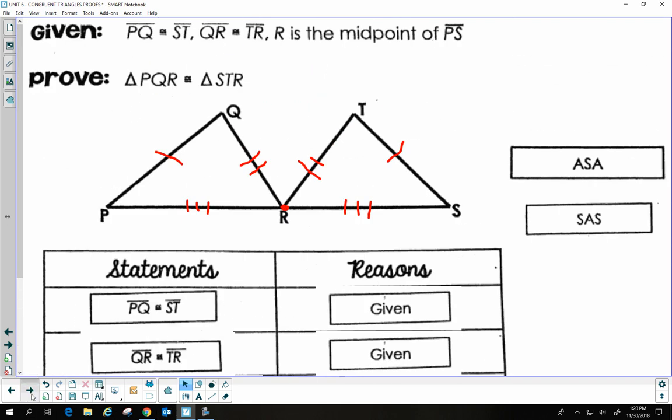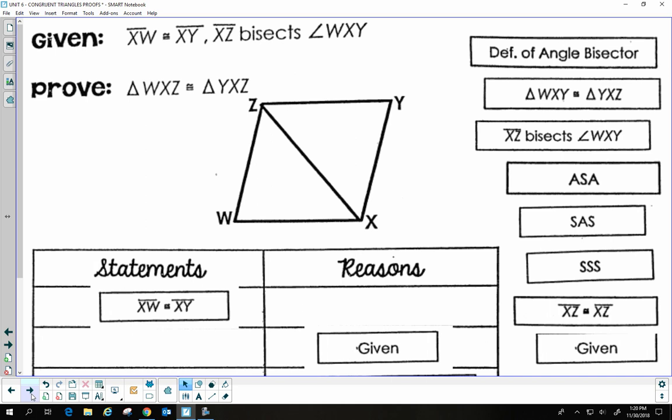So let's try another one. Again, I want to mark my picture up with the given information. It'll lead me to the postulate or theorem that I want to use at the end to justify that the two triangles are congruent. So I have XW congruent to XY, and it says segment XZ, this one that goes through the middle, bisects angle WXY.